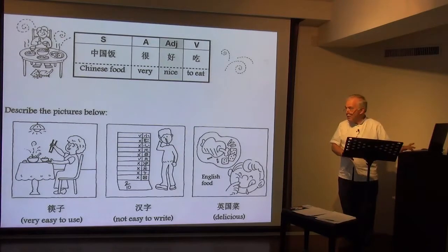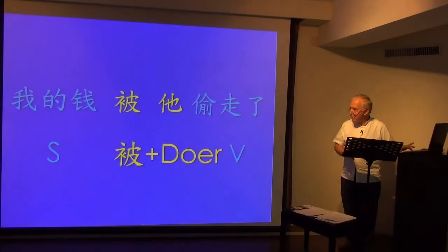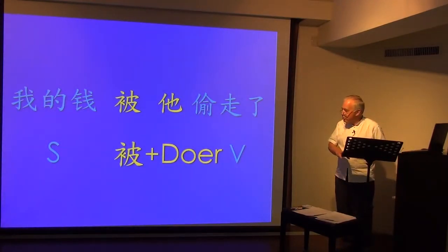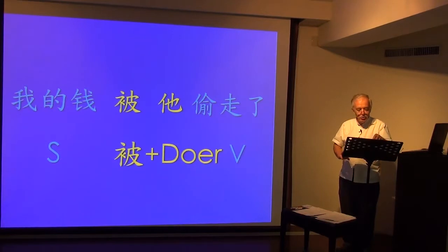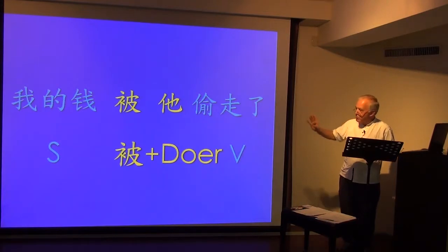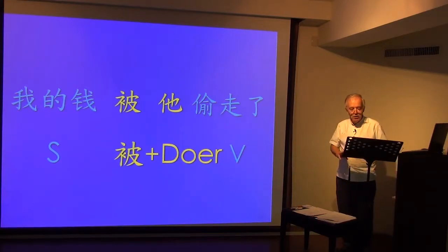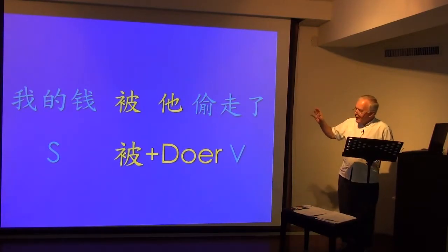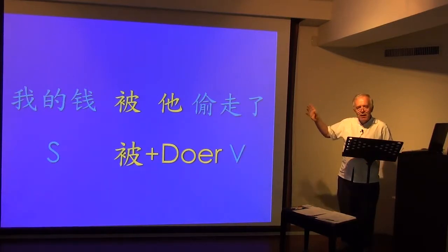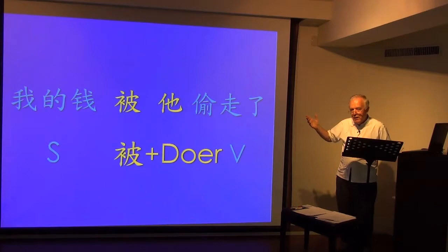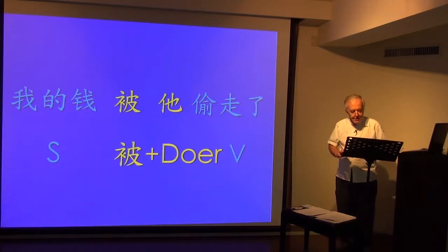Let's look at the next thing, the passive. 我的钱被他偷走了。With the passive, the receiver of the action goes at the head of the sentence, followed by the preposition 被, and then the doer of the action, 他, and then the verb that follows. And what you need to notice is that the passive 被 is used much less than in English. And it's normally, not always, but normally limited to adverse situations.